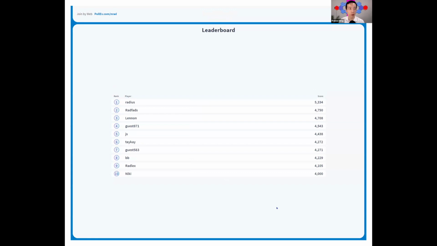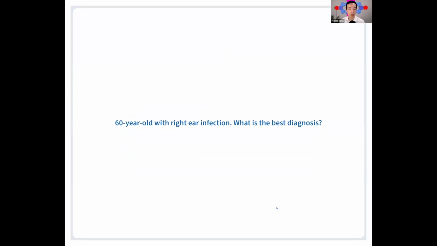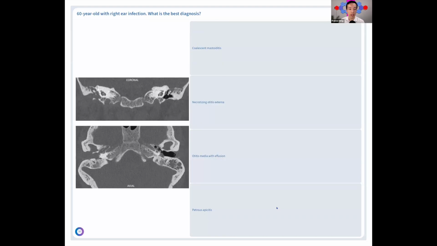So Radius still up at number 1 here. The next question is a 60-year-old with right ear infection. What is the best diagnosis?